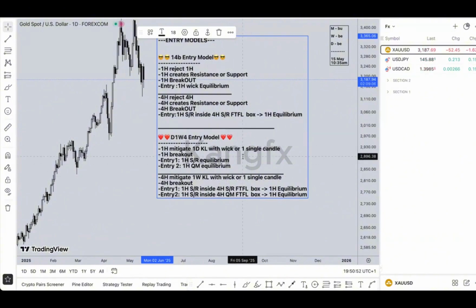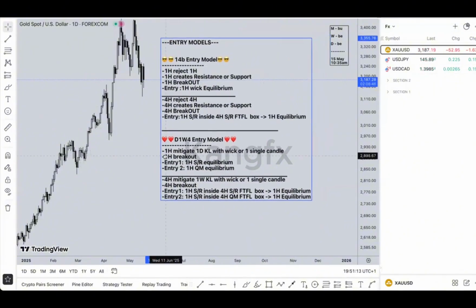And how does this entry model work? One, the first time we're using it on 1 hour, 1 hour must mitigate 1 day key level. And the mitigation must be either a 1 hour week, or one single candle from 1 hour. Then we see 1 hour breakout.